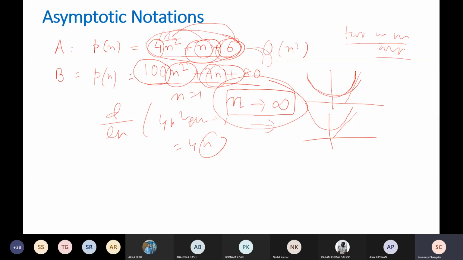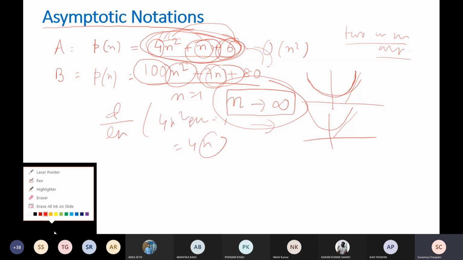But how to draw this equivalency? So therefore, we require some bounds on these polynomials. Okay. Bound means again, last day we have discussed something about that. I forgot. What is that? Best case, worst case, and average case. Okay. So there is a relationship between all these.